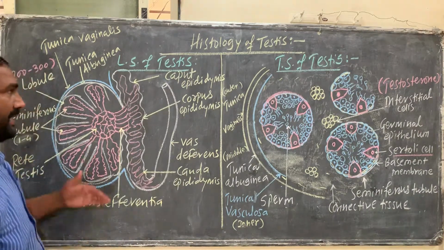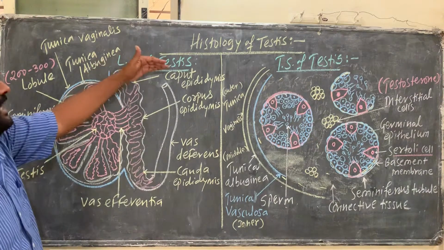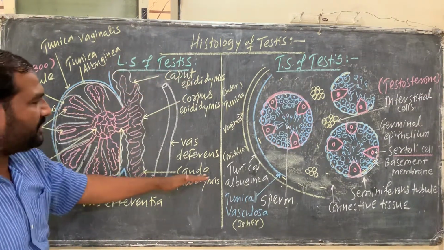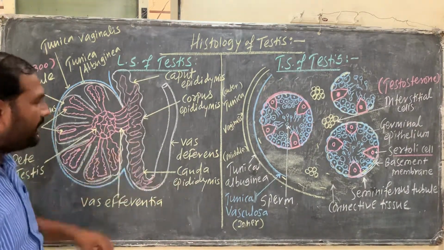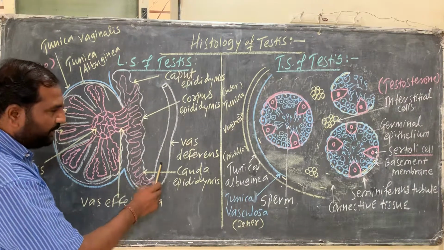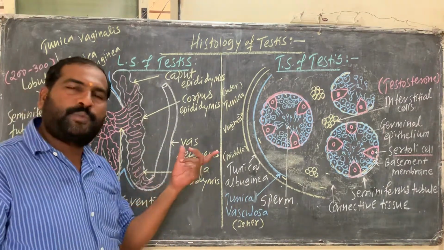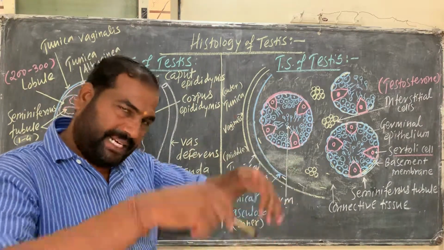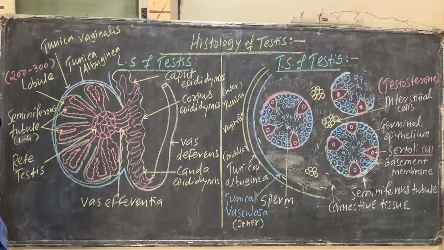So you got it, the epididymis is divided into 3 parts. The upper one is the caput, then the middle one is the corpus, and the lowermost is the cauda epididymis. And then from the epididymis, sperms enter into the vas deferens, and we have studied that the vas deferens carries the sperm towards the ejaculatory duct, and from there it enters into the urethra. So that is about the histology of testes.